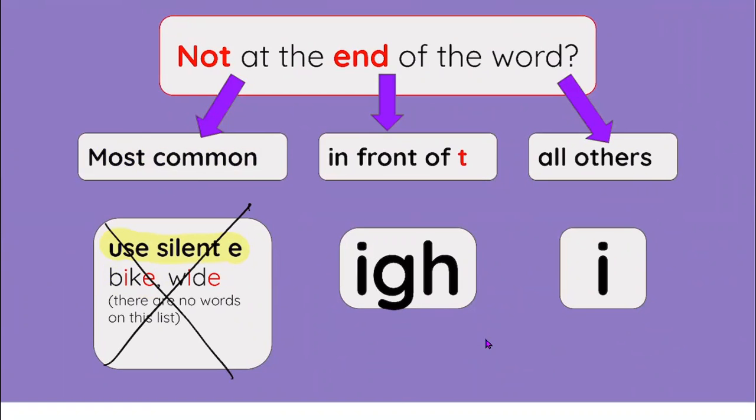So if it's not at the end of the word, if it's in the middle of a syllable, we have to ask, is it in front of a T or all others? Let's get through the words and we'll see what's happening with these. We'll see how that works. The first word is light. Light. What are the sounds you hear in light? L, I, T. Light.